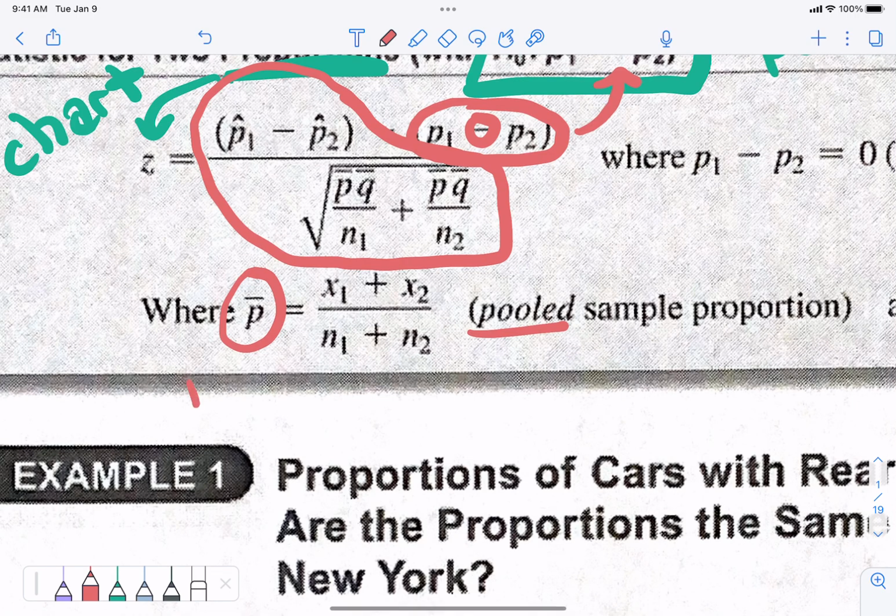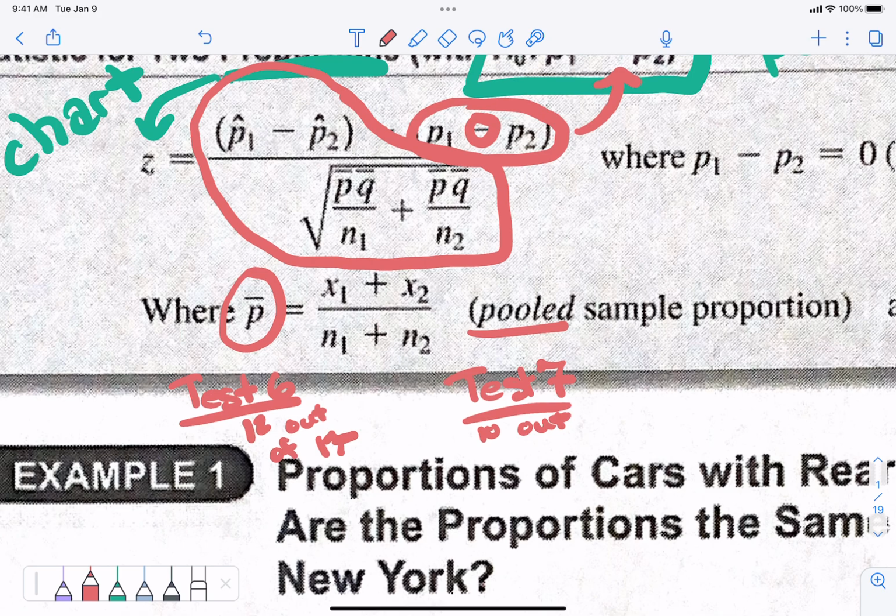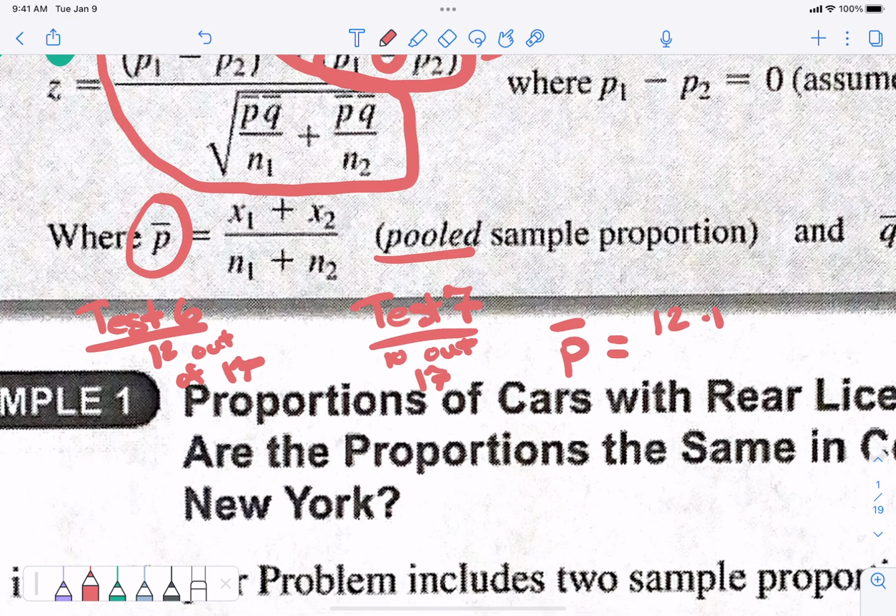So let's say in the chapter 6 test, and in test 7, we had 12 out of 17 pass. And in test 7, it was a little bit harder. We only had 10 out of 17. I'm lying, I'm making these numbers up, right? We didn't have that many people fail. So 12 out of 17 passed, 10 out of 17 passed. If we're trying to find P bar, we would do 12 plus 10 over 17 plus 17.